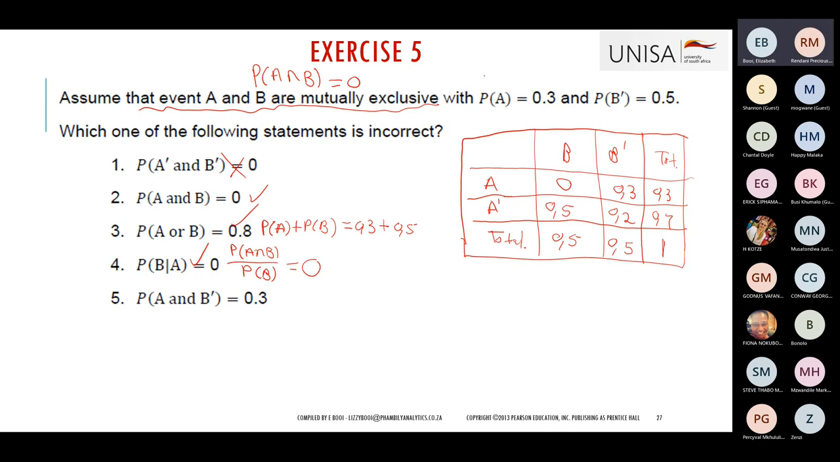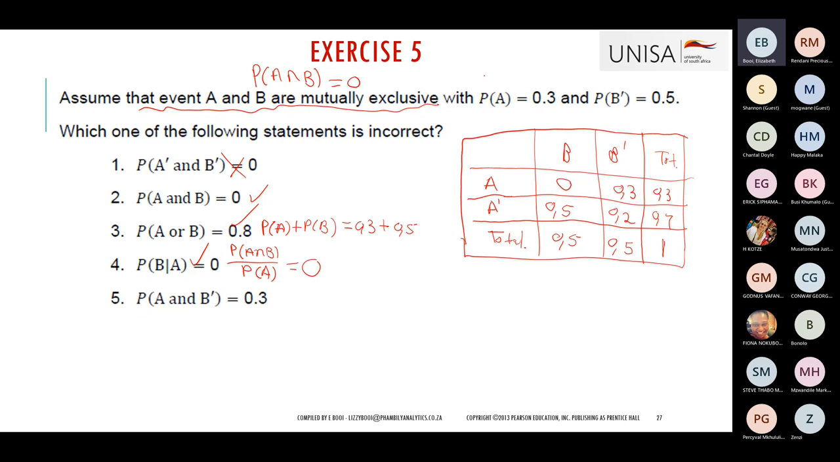correct. Oh, actually, I wrote it all wrong, because this should be the probability of a joint event divided by A, because it's B given A. But it's still the same, because it's the joint event of A and B divided by the given. So it's still going to remain the same. It will be zero, because the probability of a joint event is zero.